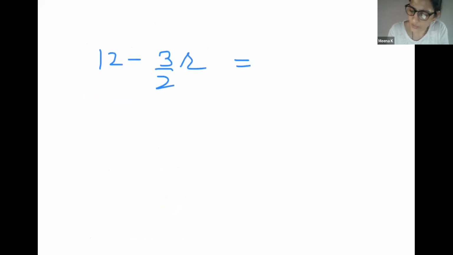Okay. 12 minus 3 upon 2r is equal to 6. 12 minus 3 by 2r is equal to 6. What do we do?